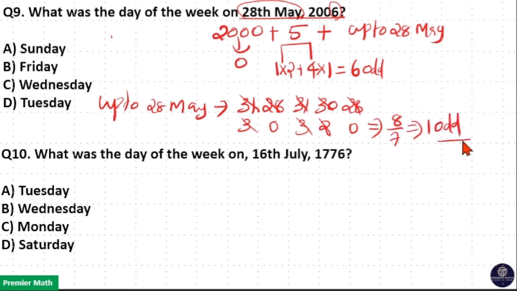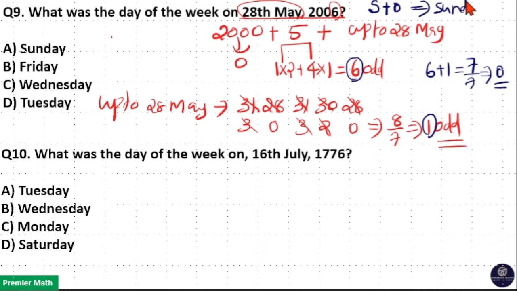So 1 odd day. Now you can see here in 5 years there are 6 odd days, and up to 28 May 1 odd day. So 6 plus 1 is 7. 7 by 7 gives you remainder 0, which means if you consider the first day as Sunday, then Sunday plus 0 will give you Sunday, which means 28 May 2006 is Sunday. Option A is your answer. Whenever the first day is not mentioned, take the first day as Sunday.